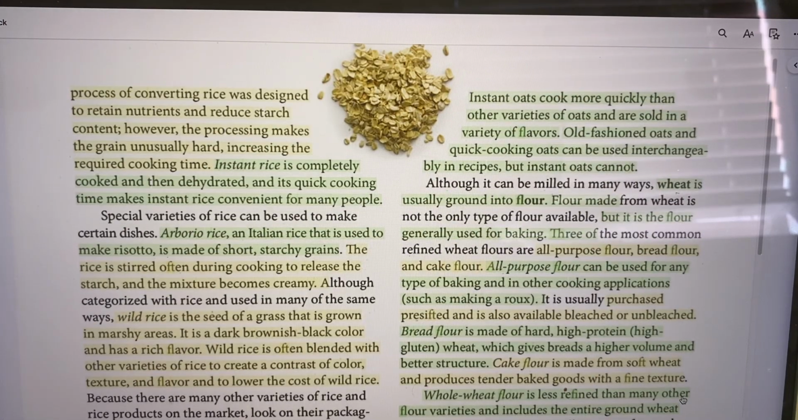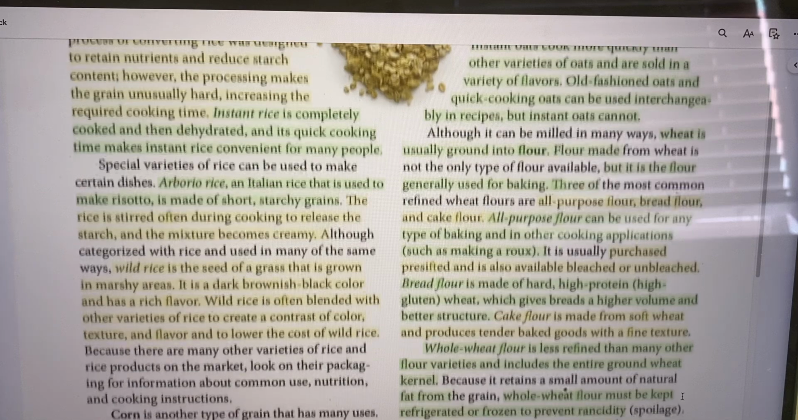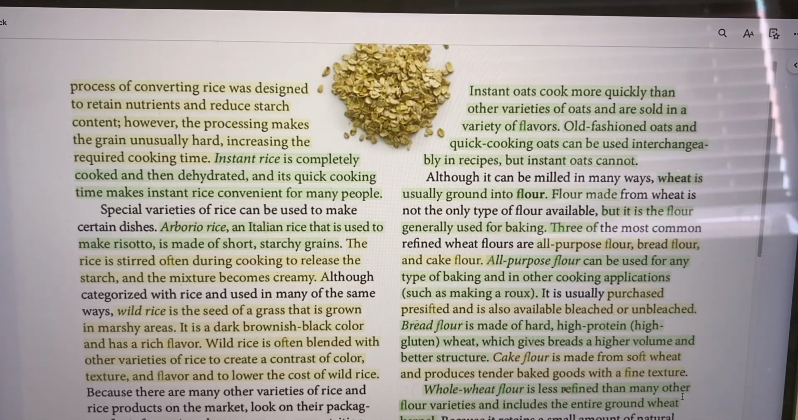So instant oats cook more quickly than the other varieties of oats, and they're sold in a variety of instant oat flavors, right? We can actually put them in the microwave and add some water to them. Old-fashioned oats and quick cooking oats can be used interchangeably in recipes, but instant oats cannot. So you can't just put instant oats in a recipe unless it states instant oats. So just remember that, because that would be a big problem if you did.